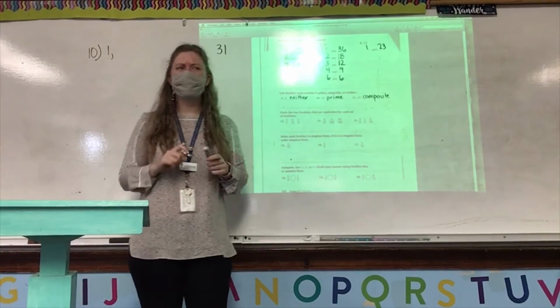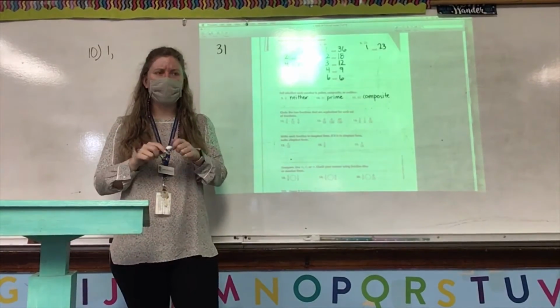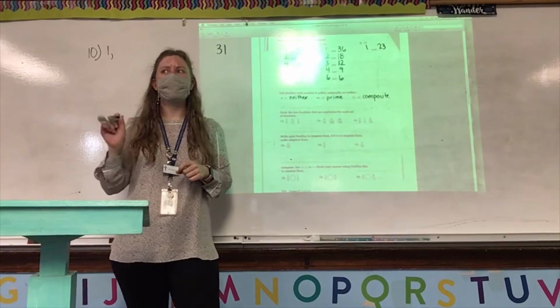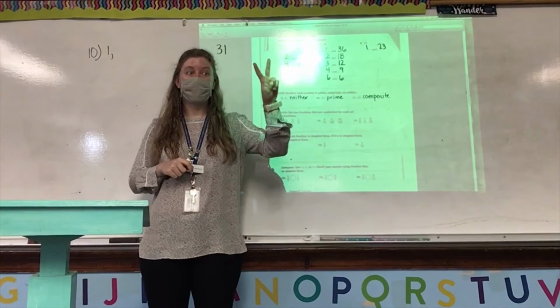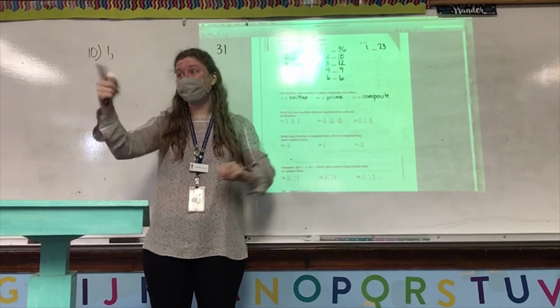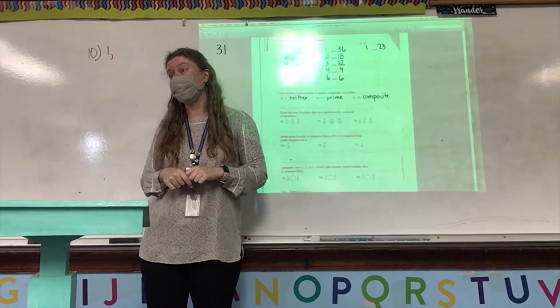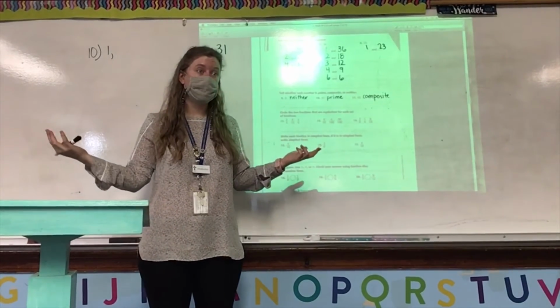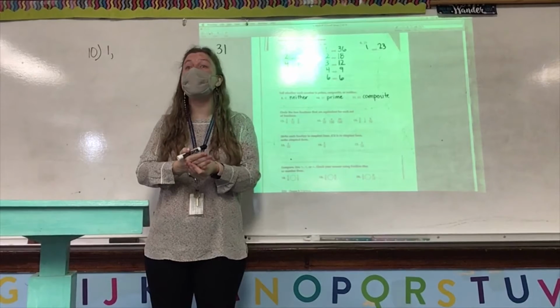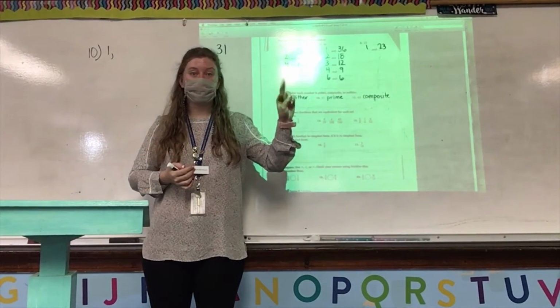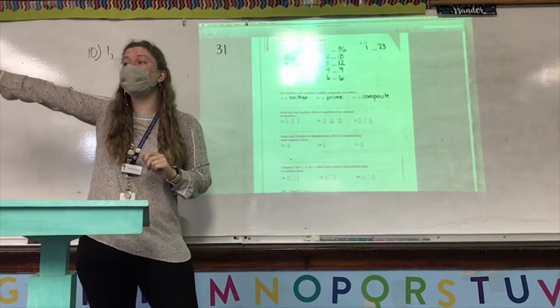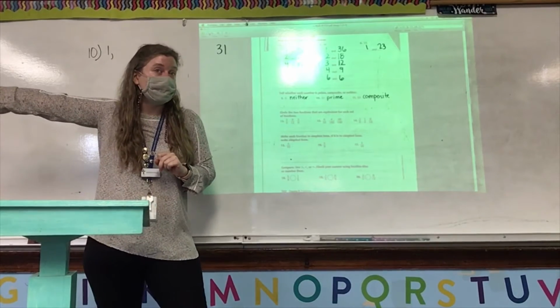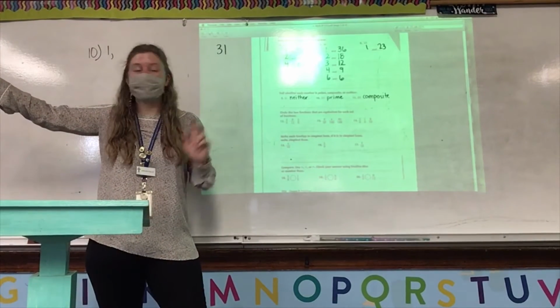Except what number? What is the only even number that is prime? Mason? 2. Because even though 2 is even, what are the only 2 factors of 2? 1 and 2. So even though 2 is even, it is prime because there's only 2 factors. Every single other even number on the planet is composite. Doesn't matter what it is.